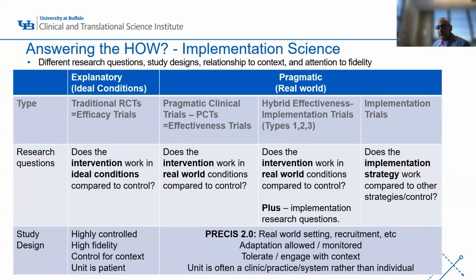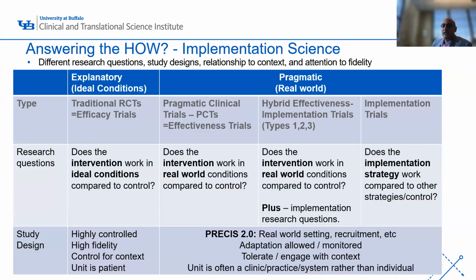Now, in a pure implementation trial on the right-hand side there, you're going to accept that it works, and you're going to focus only on how we can get it implemented. So we're going to look at different implementation strategies and ask, does this implementation strategy work compared to other implementation strategies? By implementation strategy, I mean a strategy to get this thing used by the people who need to use it. The implementation strategy is not the same as the intervention. The intervention is the thing that we think works. The implementation strategy is the strategy we use to get people to use it.